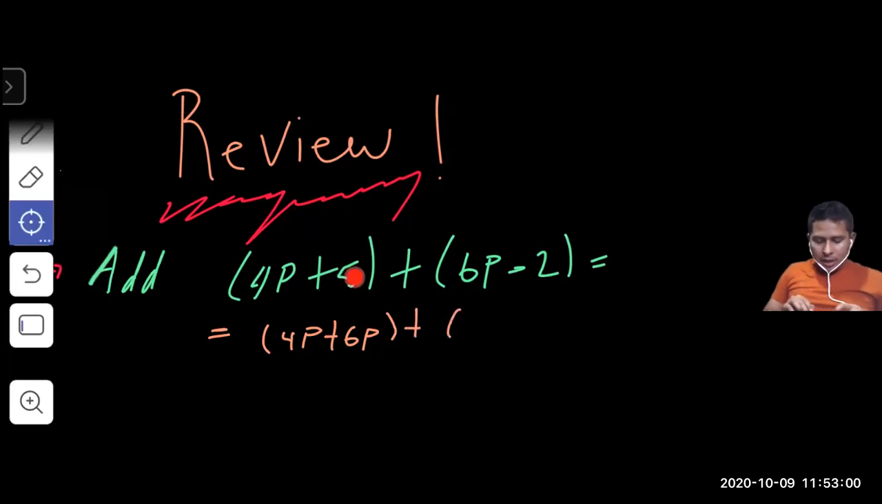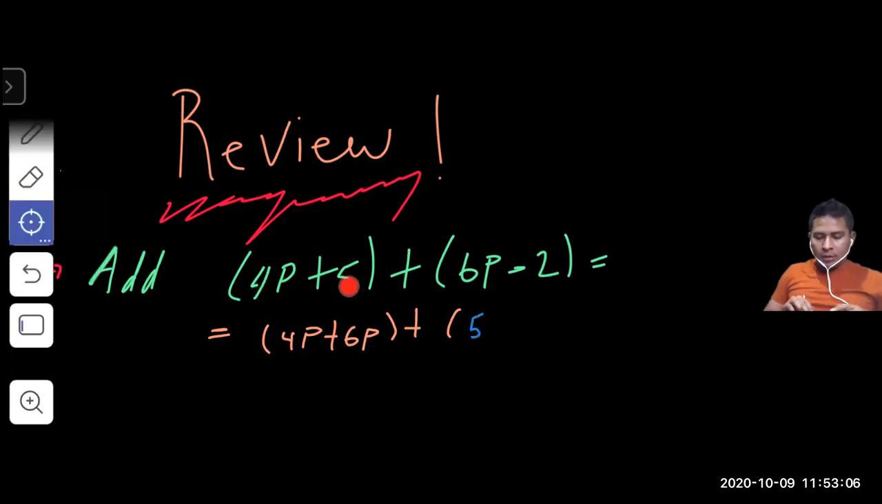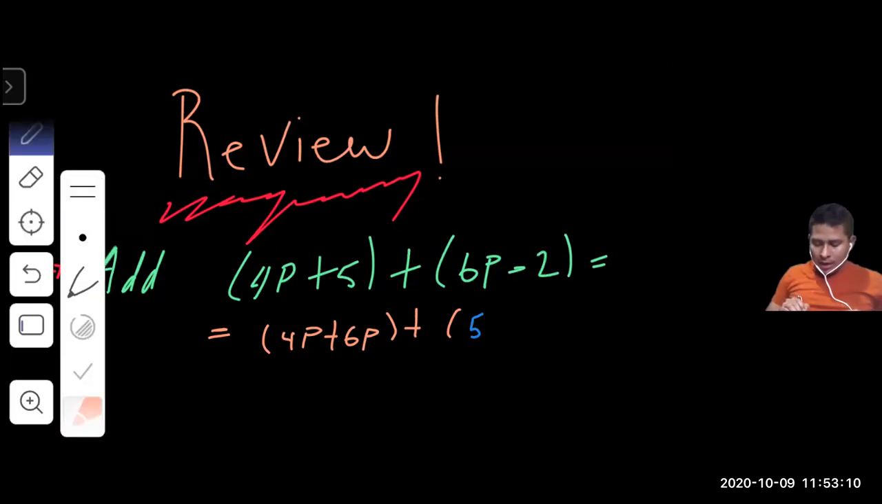The second group is going to be with numbers. 5, and 2, right? But it's negative. Be careful with the sign. I copied it exactly with the sign. This is what I got, guys.